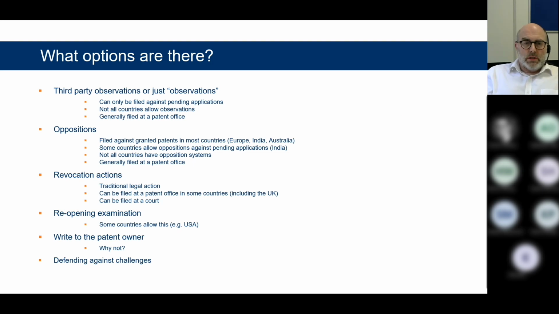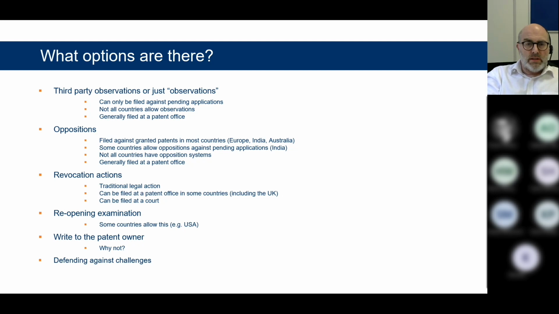So what options are there? We've mentioned third-party observations. These can only really be filed against pending applications in most countries. Not all countries have them. And in fact, I would probably say that less than half the countries that allow you to have patents have third-party observation systems. And they're generally filed at a patent office rather than in court. So they're a very informal way of trying to challenge a patent application. And we'll come on to the pros and cons of that in a few minutes.